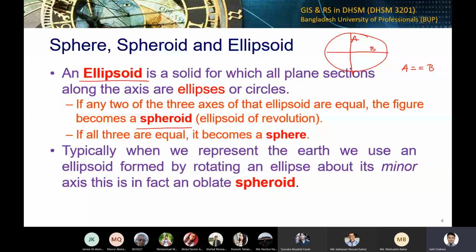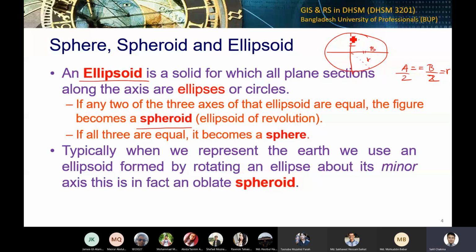So here, if a equals b, then half of a and half of b are also equal. That means they have the same radius. Their radius is the same. We get the radius value r, so these are equal to r. Do you understand? That means this was a circle, and I rotated the circle.